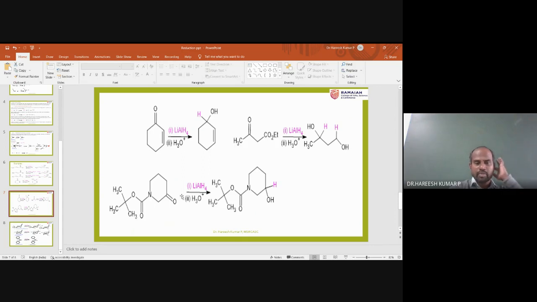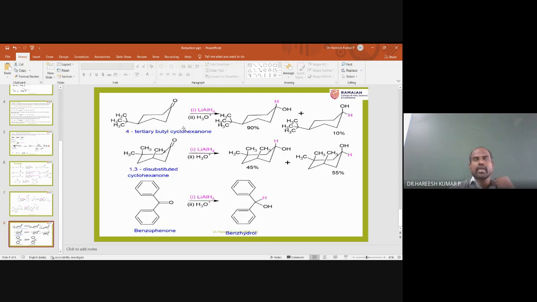In the case of carbamates, a ketone is reduced to alcohol. In the case of a substituted cyclohexanone, the more stable product is obtained. How will you know that? The bulky groups occupying an equatorial position are called the more stable one. In 1,3 diaxial interactions, for this compound, the equatorial hydroxy is 45% and the axial hydroxy is 55%. Benzophenone is converted into benzhydrol.